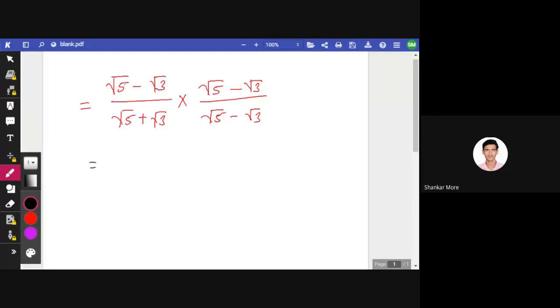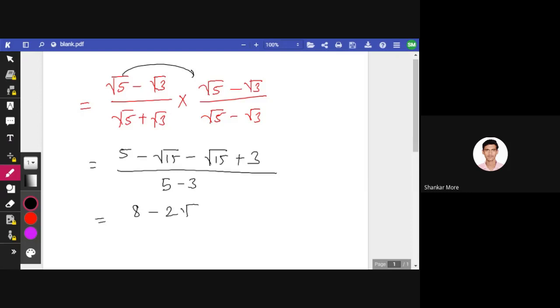Okay. So what it will be? Root of 5 into root of 5, that is 5, which is correct. But root of 5 into minus root of 3 is minus root of 15. Again, minus root of 3 into plus root of 5 is again minus root of 15. Now, minus root of 3 into minus root of 3 is plus 3 divided by 5 minus 3. So it will be 5 plus 3 is 8 minus 2 root of 15 by 2, which is equals to 4 minus root of 15. Okay, so this is the correct answer. 4 minus root of 15 is correct answer. I hope you got the mistake that we made.